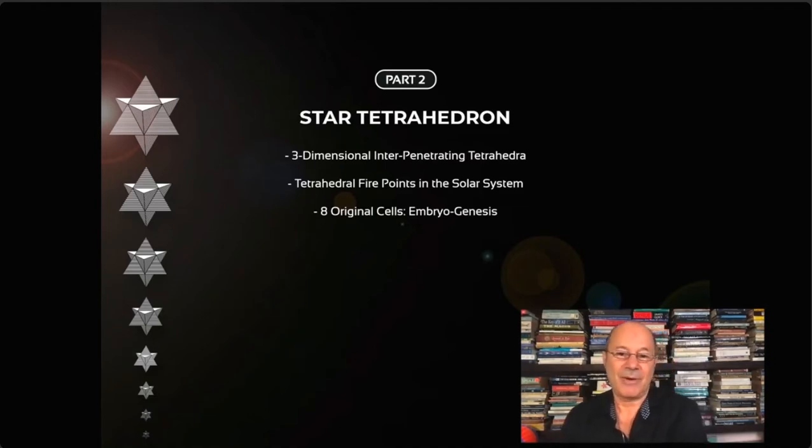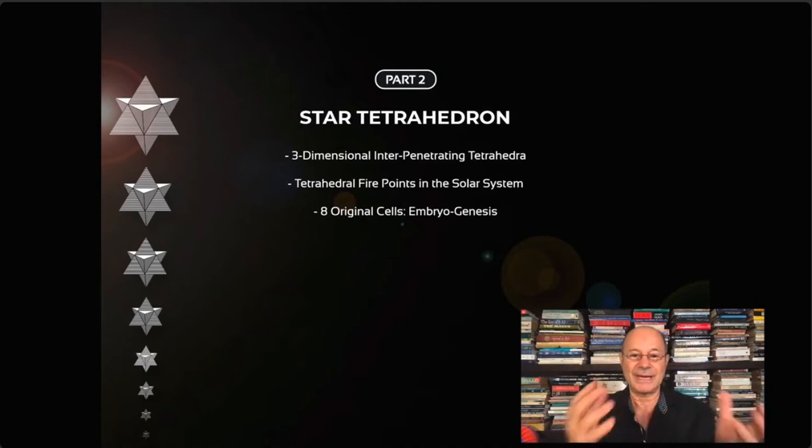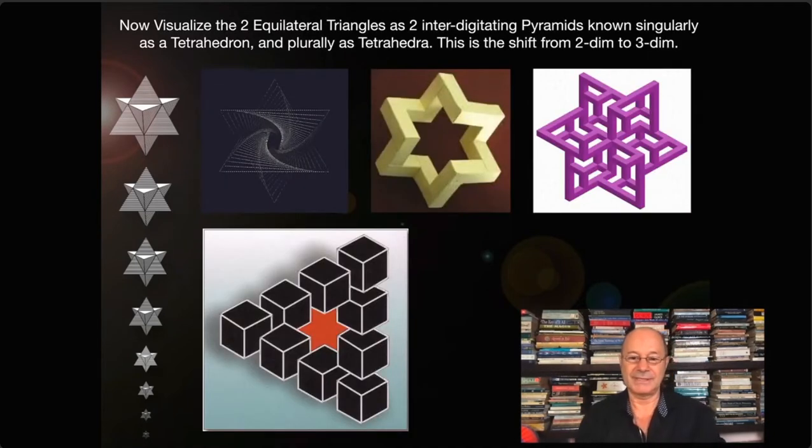So that was just part 1. I just wanted to introduce the 2 dimensions of what we're talking about, because now we're going to shift to the 3 dimensions before we get to the Merkaba. So this is going to look at what we call the interdigitating tetrahedra. So we need to know what a tetrahedron is, because we're shifting from 2D to 3D.